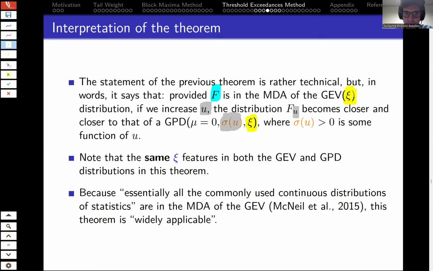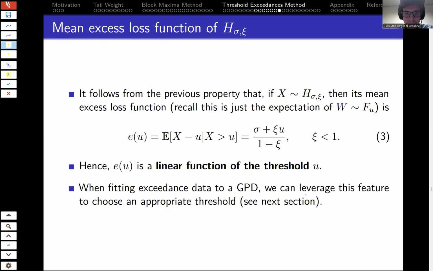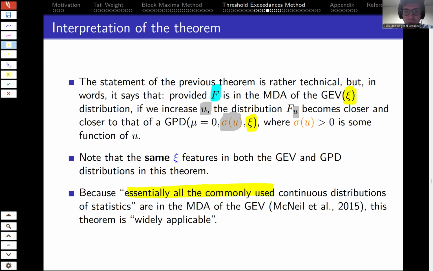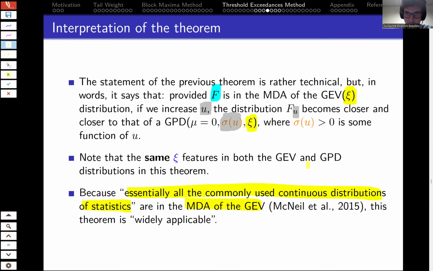Now, when we talked about block maxima and the GEV, we said that technically not all distributions are in the maximum domain of attraction of the GEV, which is true. But here I have a quote from the book, McNeil et al. It's not me who says that, it's them. They say essentially all the commonly used continuous distributions of statistics are in the MDA of the GEV, which means that their exceedances will converge to a GPD. So because of that, this theorem is widely applicable.